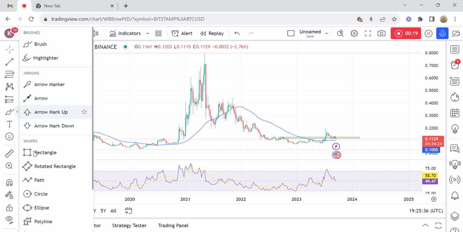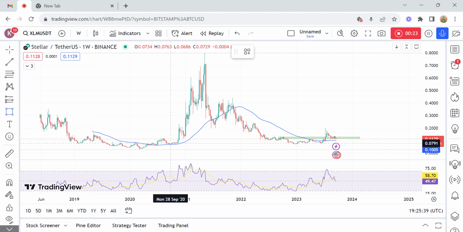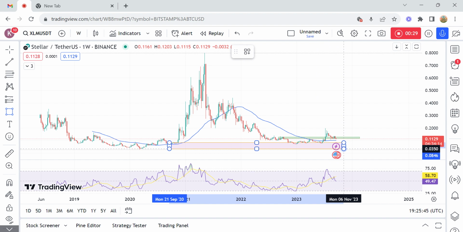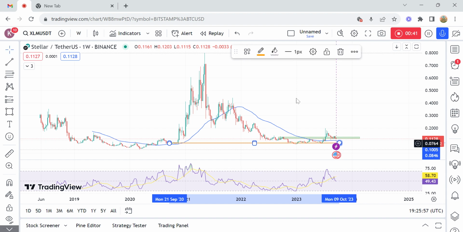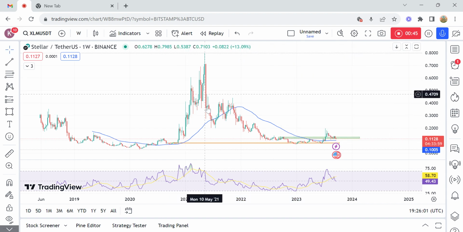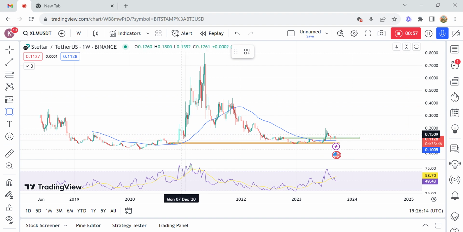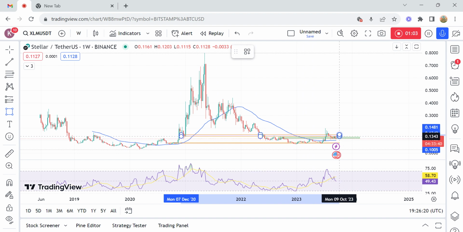There's a very small red candle before that bullish move. This is our order block here, and this is also another order block. Another effective order block here. This red candle here.